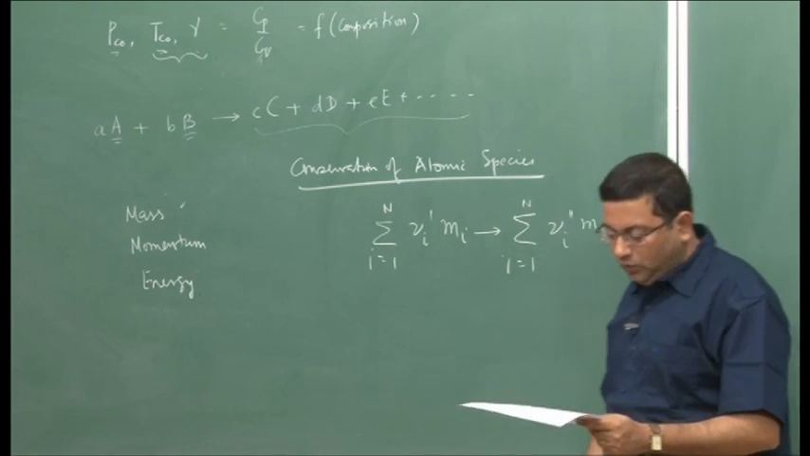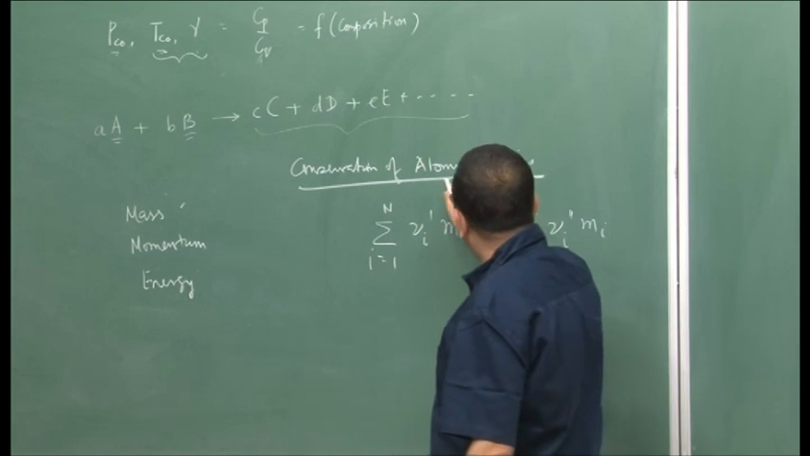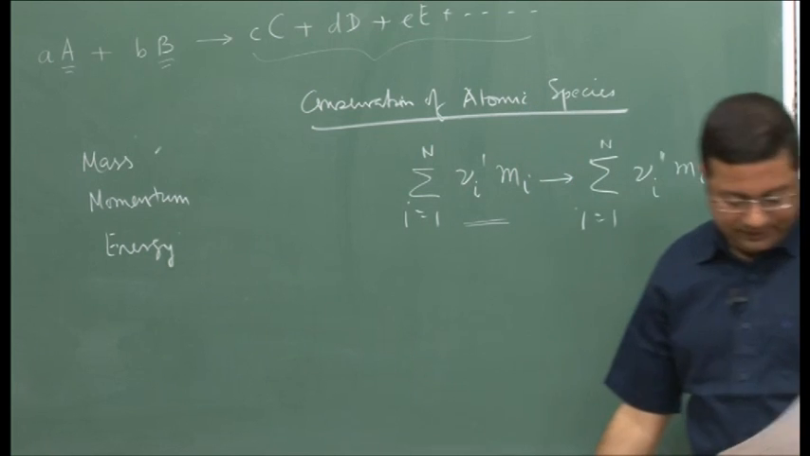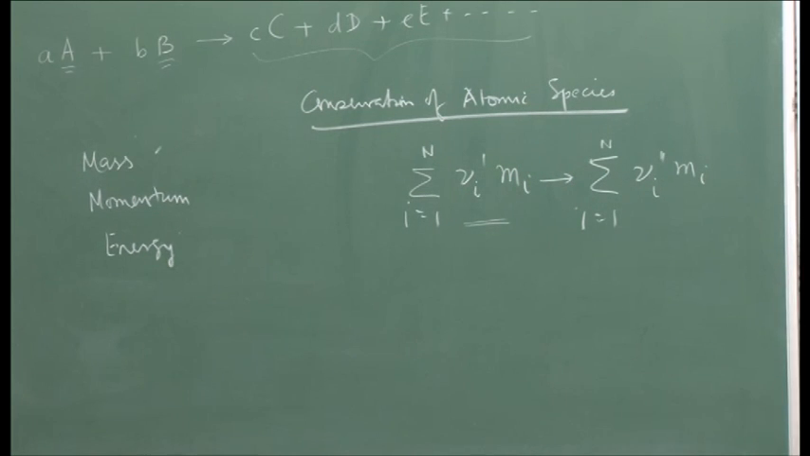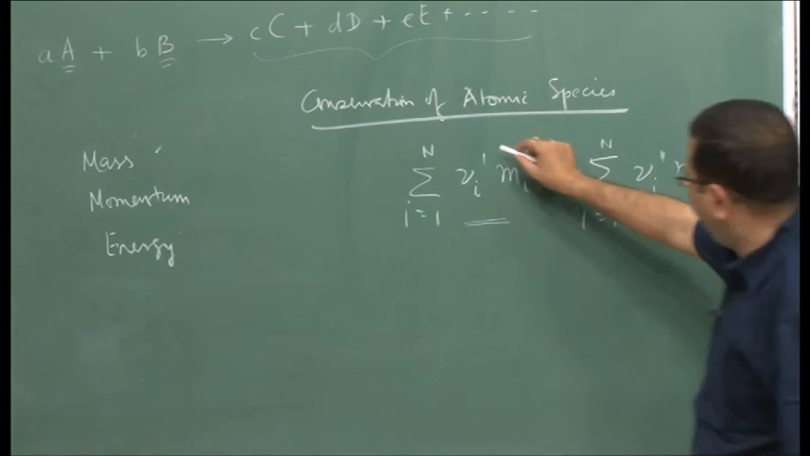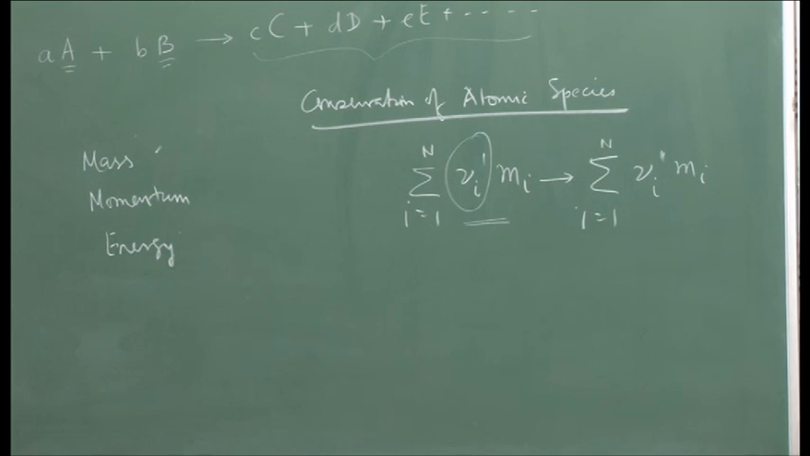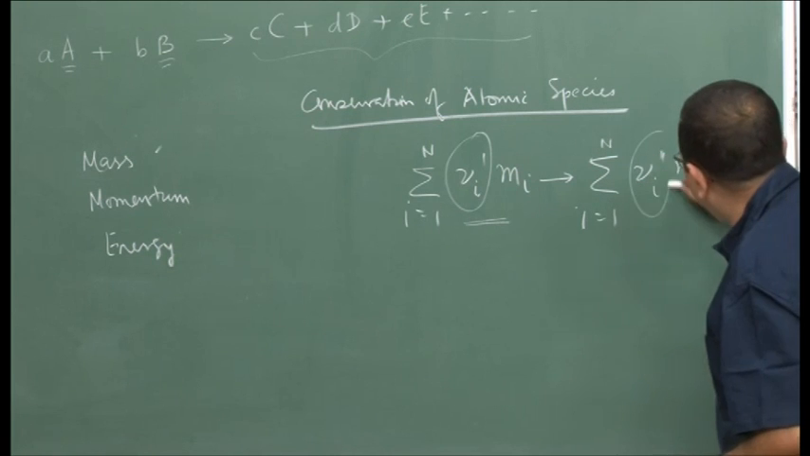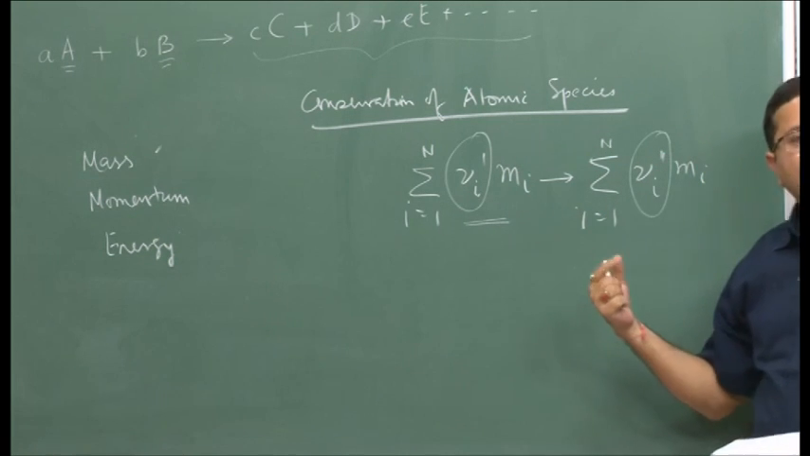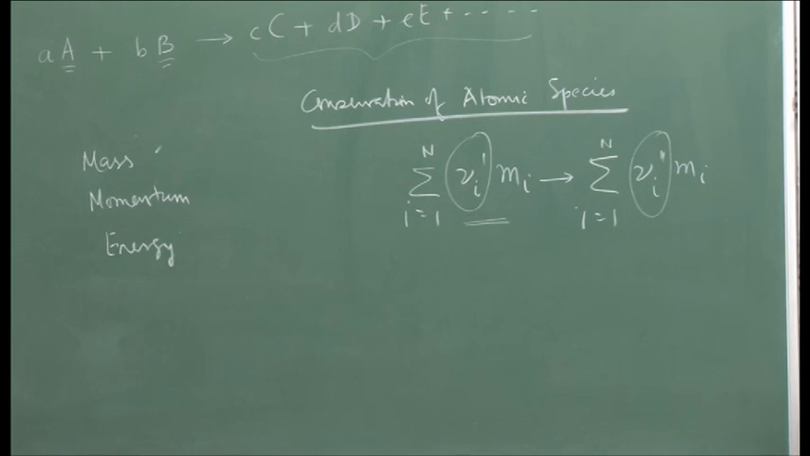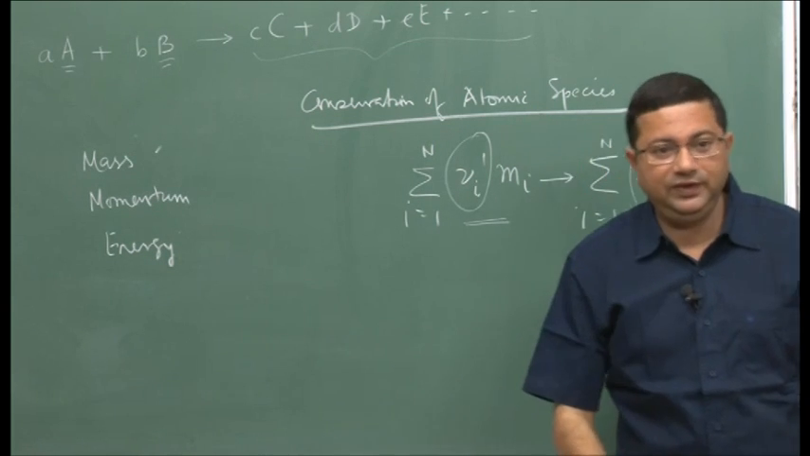Now according to the conservation of atomic species, once this reactant side is specified, the number of moles of reactants, which essentially are these things mu i dash, are specified, the values of mu i double dash, that is the composition of the product side, is also constrained. It is not arbitrary, and this constraint is due to the conservation of atomic species.